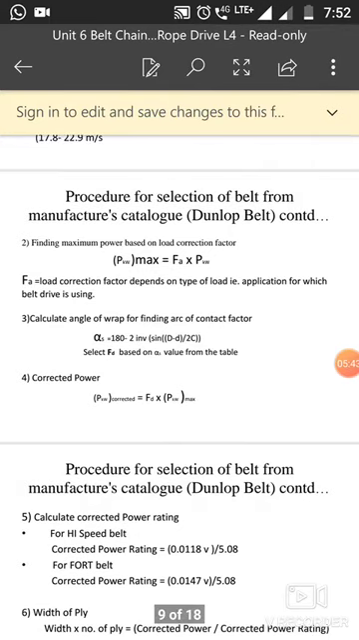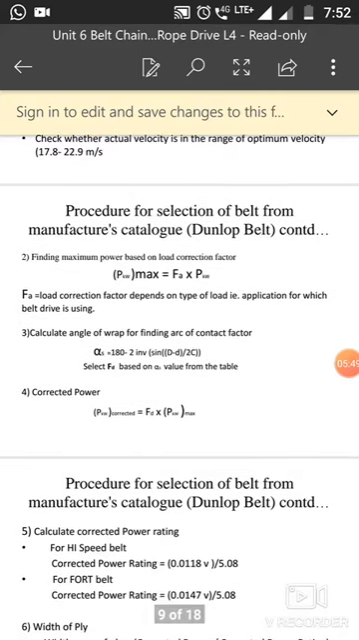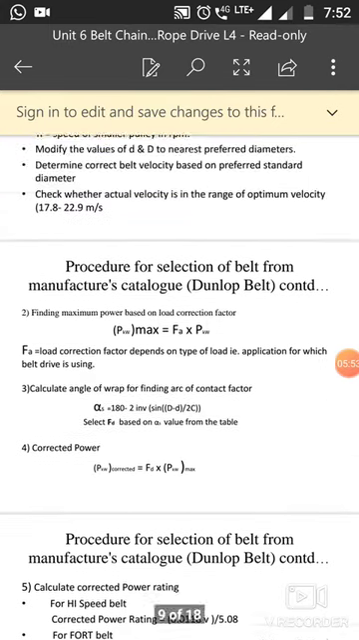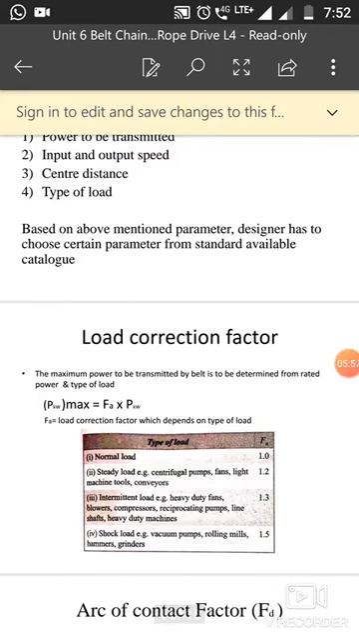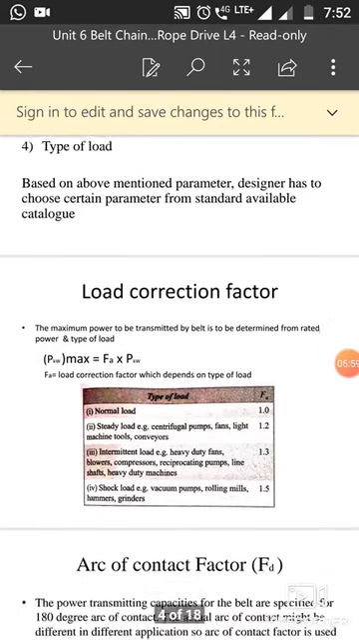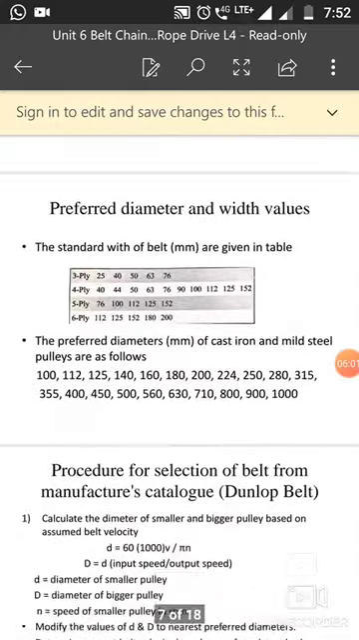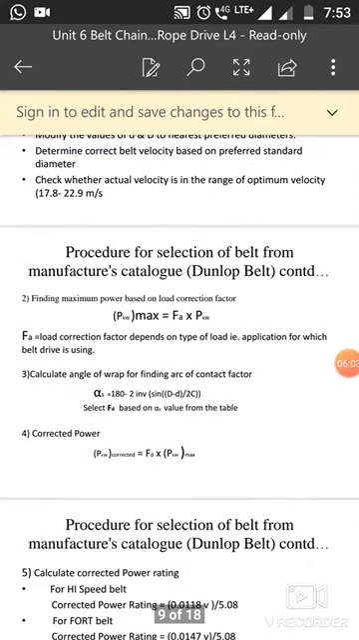So FA depends on your type of load or application for which you are using the belt drive. So you will calculate FA based on the type of load. That will be given over here. So based on the type of load you will select FA and you will calculate the maximum power. So this is your second step.